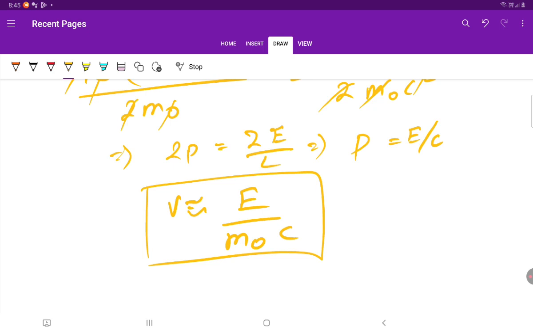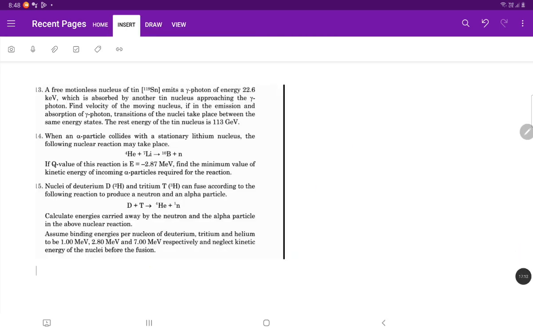Just a minute, I'll be showing you some surprise. Okay, so this is the extract of the page of Pathfinder Modern Physics. Just read question number 13. The question number 13 says a free motionless nucleus of tin 119 Sn emits a gamma photon of energy 22.6 and so on. And they are saying the rest energy is 113 giga electron volts. So if you observe, we just solved Pathfinder question number 13. We just solved it without even any indication. We just discussed the relevant theory and all those.